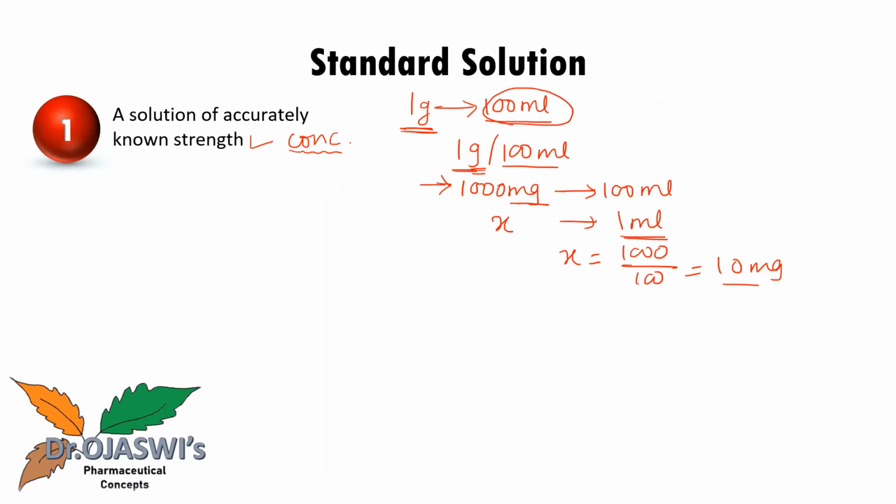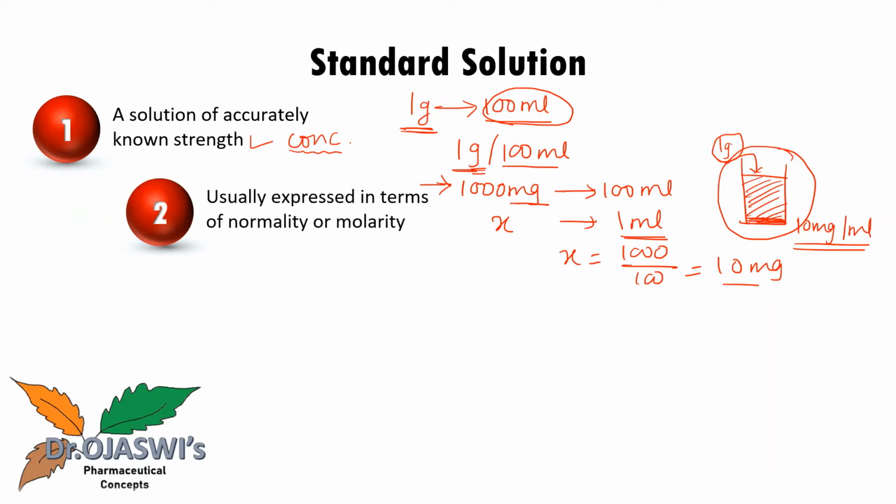Okay, so this flask which is of 100 ml, in this we have added 1 gram of the substance. So this 1 gram is present in the full 100 ml. So in 1 ml how much drug is present? So that is 10 milligrams per ml, the concentration of this particular solution. So this is just one of the ways of expressing concentration.